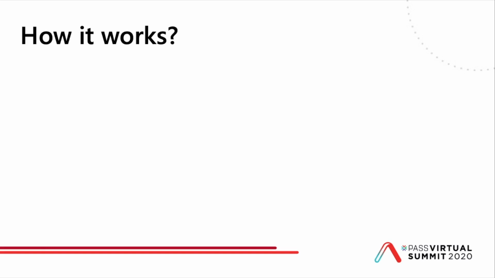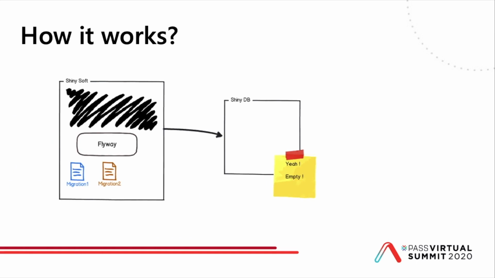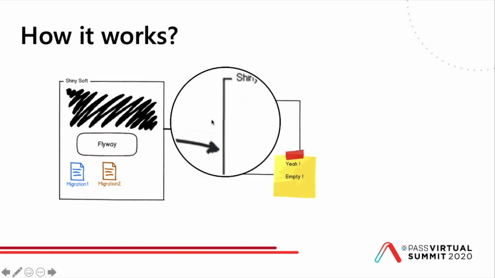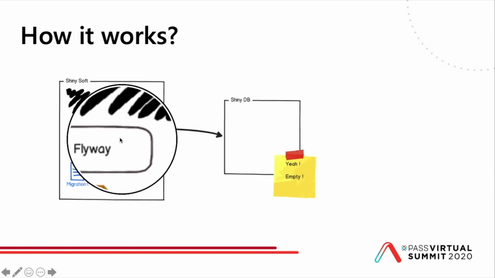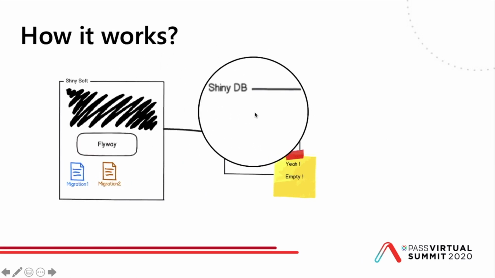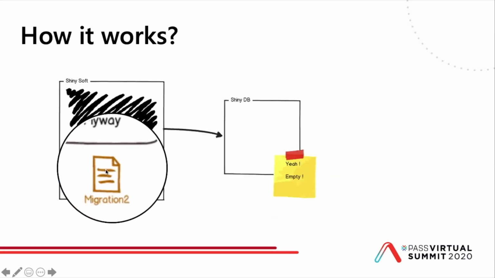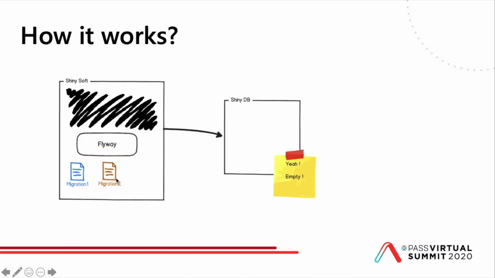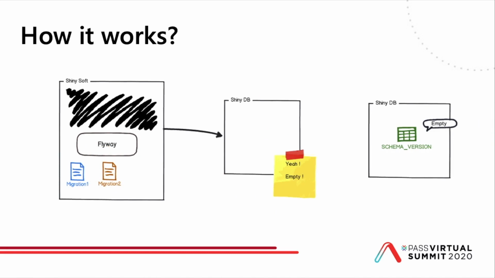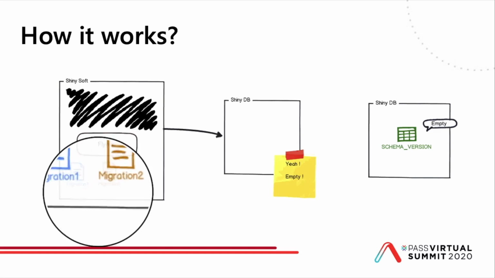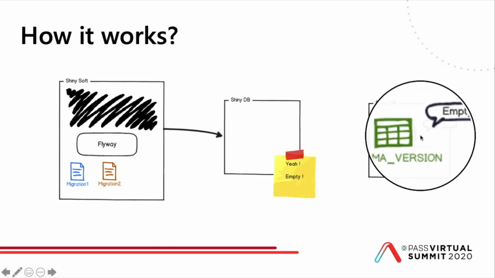Okay, so how it works. Let's take a look at another visual example. The first thing we have here is Shiny Stuff again, and we have Flyway here, and we have ShinyDB, but it's empty at this point. We have a couple of migrations here. So the first thing that Flyway will do is check if the history table exists or not, and if it doesn't exist, it is going to create it. And at this point, it's empty. We don't have any metadata right now.